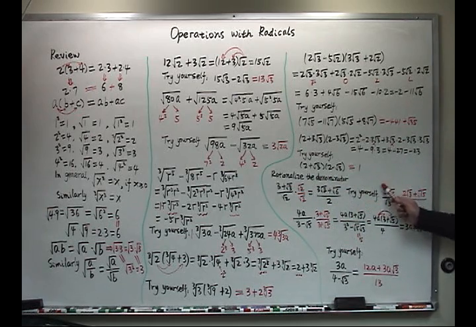Try this one yourself. (2 + √5) over √3. Again, you need to multiply by √3 upstairs and √3 downstairs, this fraction. √3 times √3, you have a 3. 2 times √3 is 2√3. √5 times √3, you have √15. And this is the final answer.